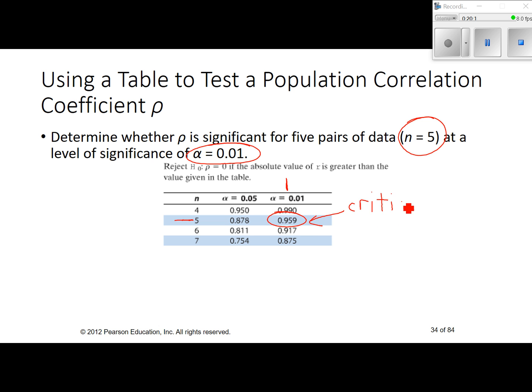And all we're going to do with that is compare it to our R. We just want the absolute value of R, and if that absolute value is greater than that critical value, then there is significant evidence, or enough evidence, to say that there's a significant correlation between the X and the Y's in our data.